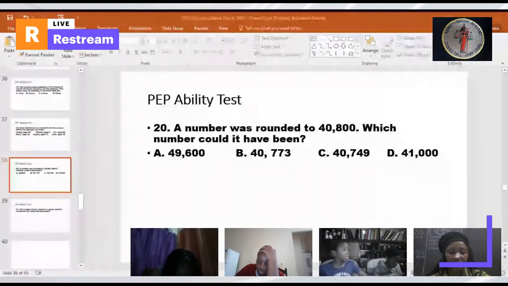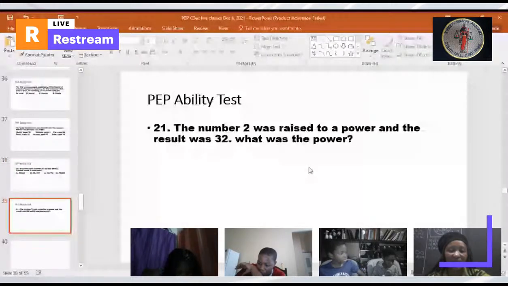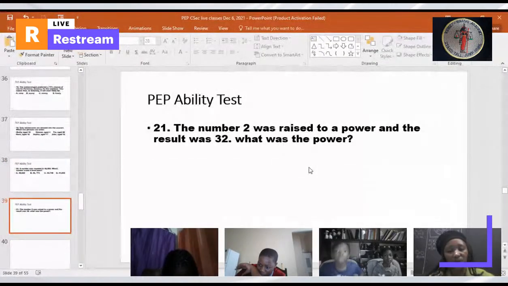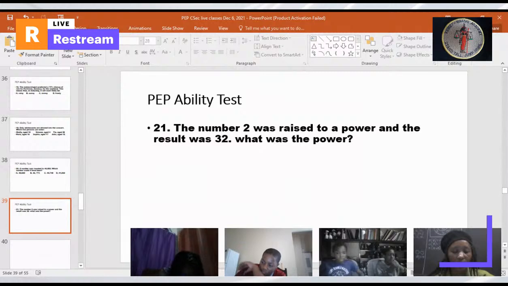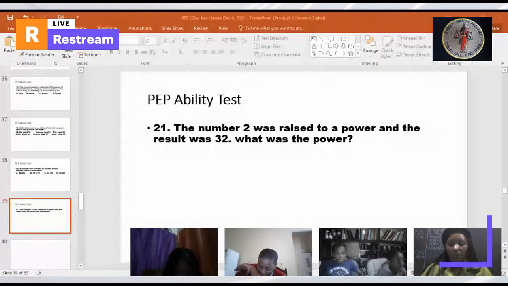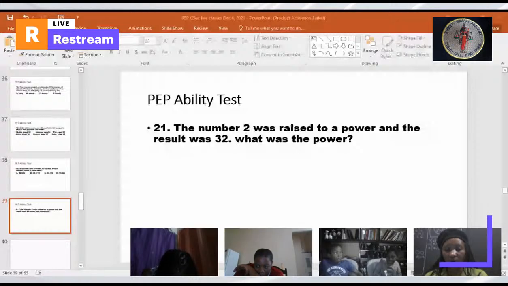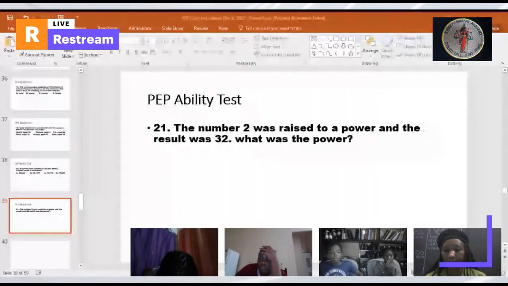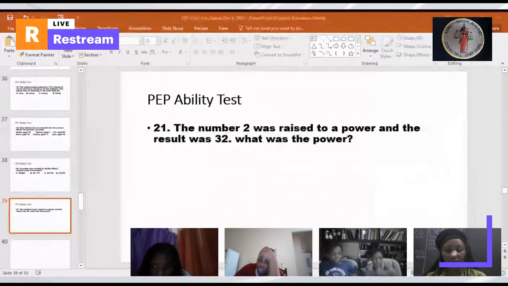Those in the chat, remember when you put in your answer, the number that you're answering. Final question, final mark. The number 2 was raised to a power and the result was 32. What was the power? Two raised to what power? 2 to the power of 5.